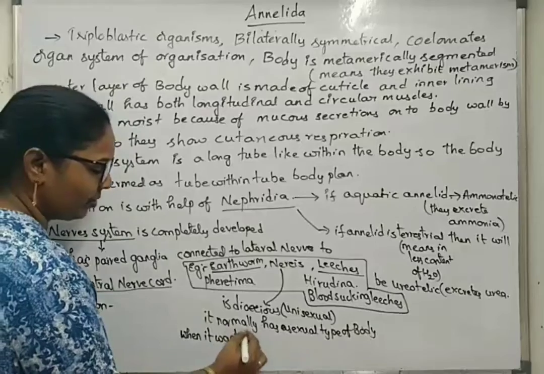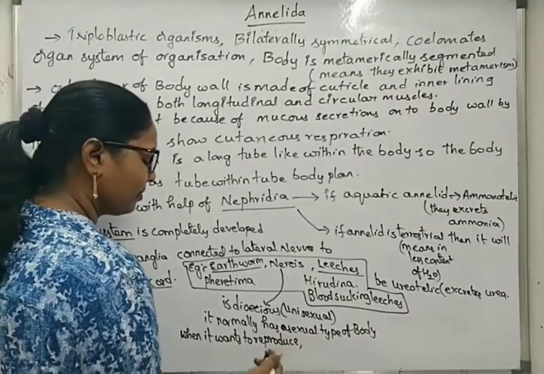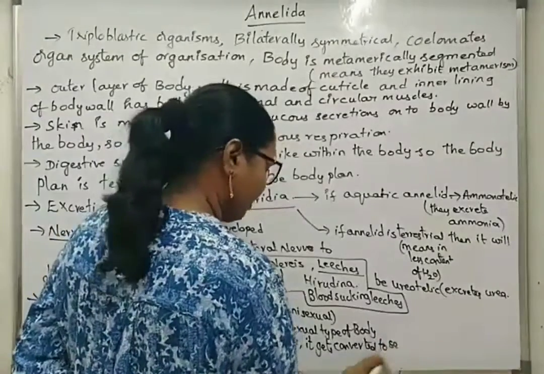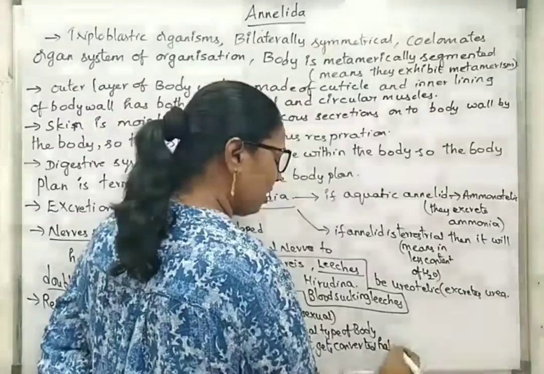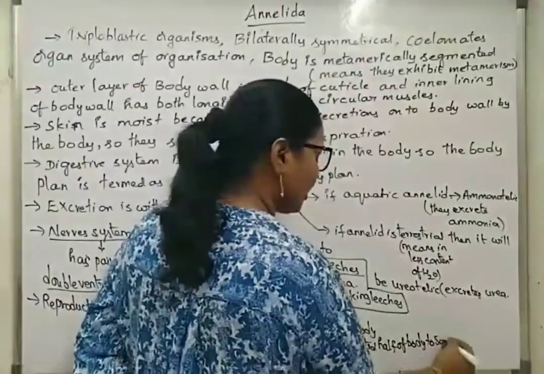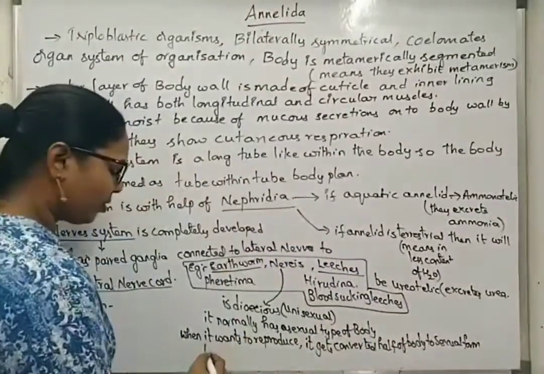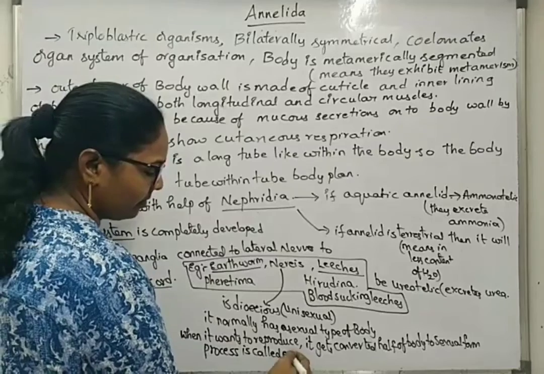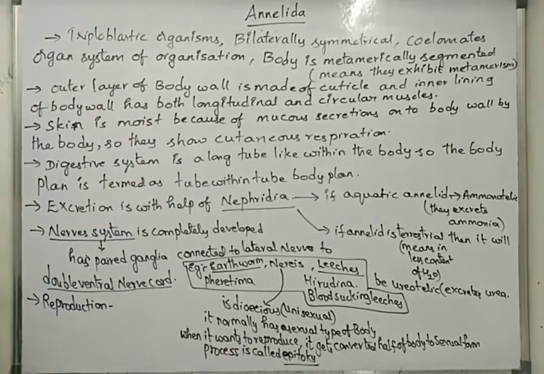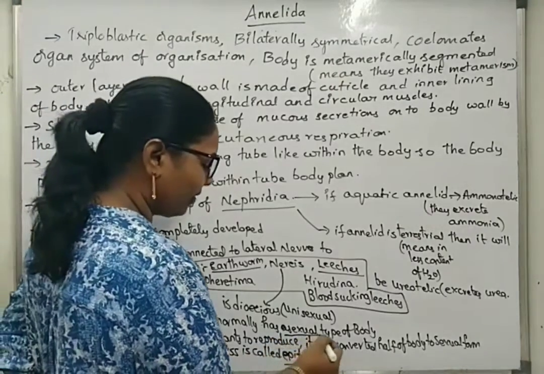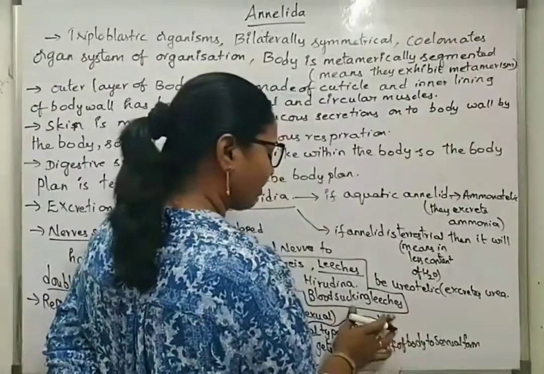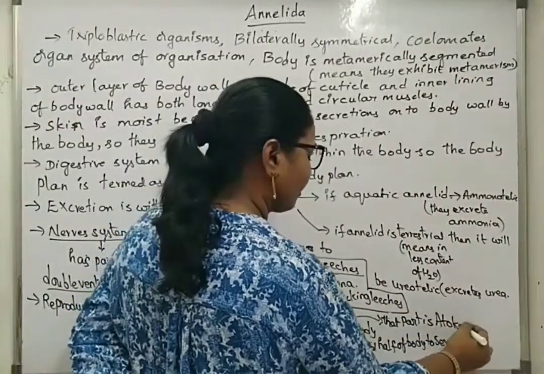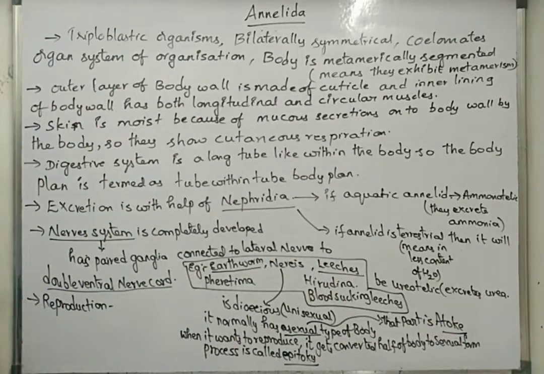That process of converting from the asexual form to the sexual form is termed epitoky. When it wants to reproduce, half of the body gets converted to the sexual form, and this process is called epitoky. The sexual form, the part of the body, is called the epitoke.